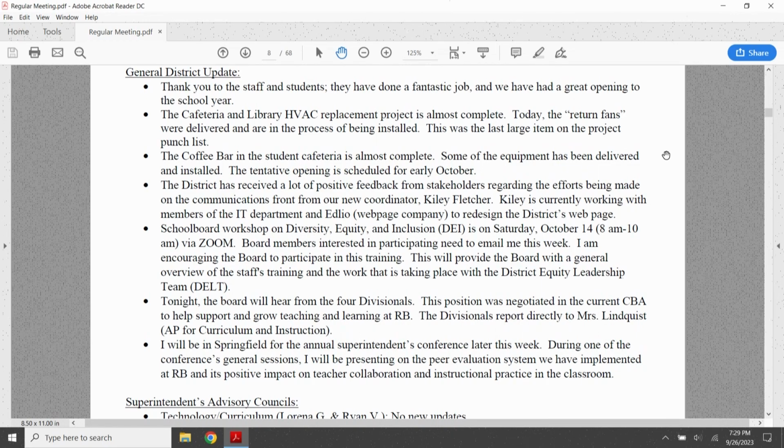Tonight, the board will hear from the four divisionals. This position was negotiated in the current CBA to help support and grow teaching and learning at RB. The divisionals report directly to Ms. Lindquist, the EP for curriculum and instruction, so that will be later tonight in the agenda.